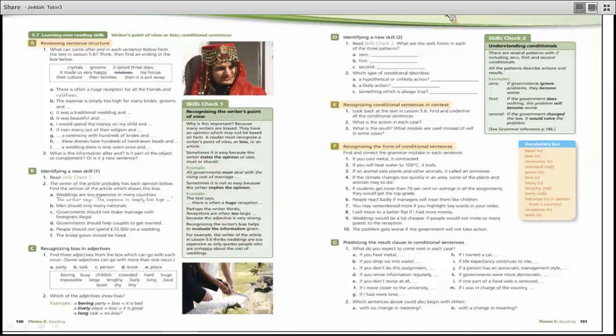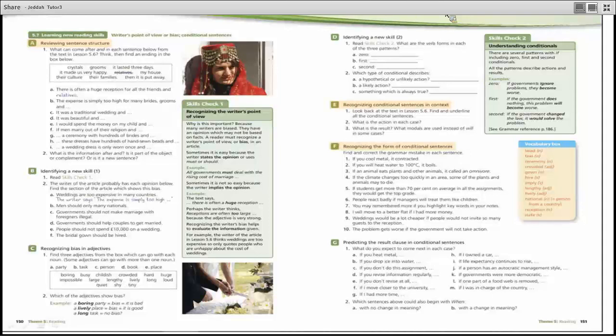Okay. So let's move to 151, understanding conditionals. There are several patterns with if, including zero, first, and second, and even third. All the patterns describe actions and results. So if government and zero, for example, if governments ignore problems, they become worse. But this is zero conditional because this is common sense, right?